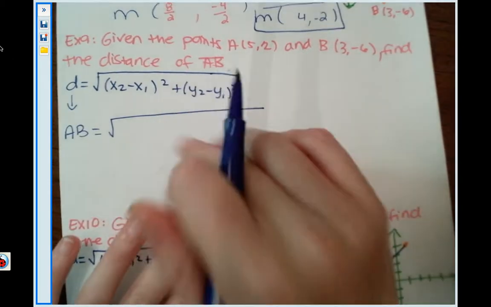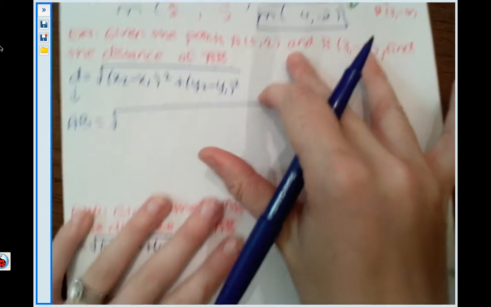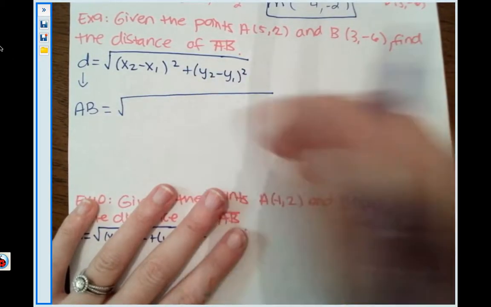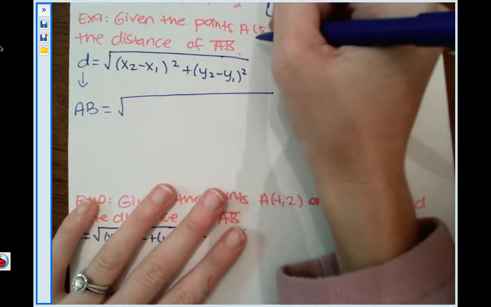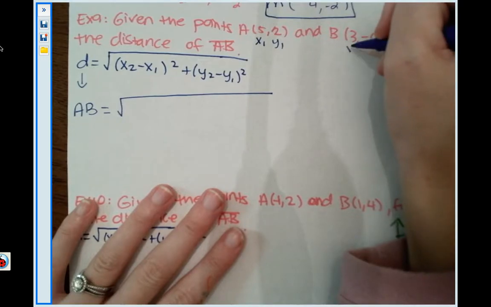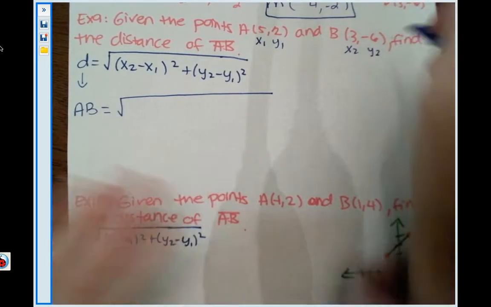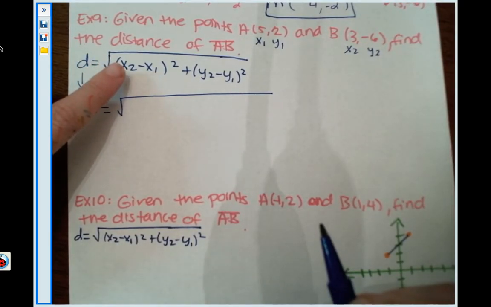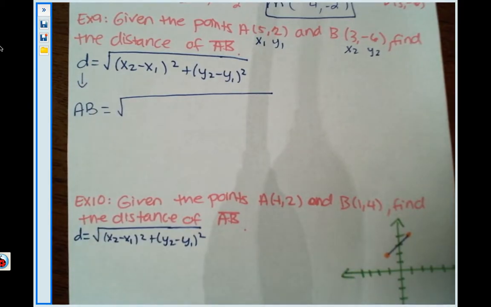substitute in. But before we do that, I like to label my points so I know directly where they go in my formula. So point 1, I'm going to call x1, y1. Point 2, I'm going to call x2, y2. Alright, so our nifty formula says to do our x2 minus our x1, and we're going to square those.